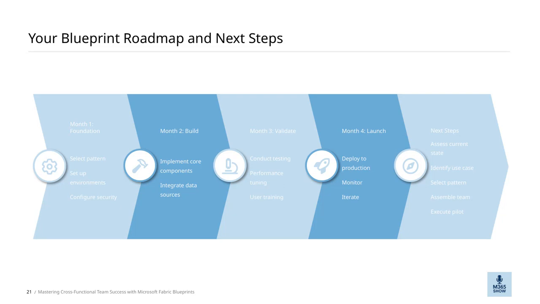Now let's look at the final slide, the blueprint roadmap and next steps. This is where we tie everything together and outline the path forward. First, we start by assessing the current state of your organization. Understanding where you stand today is crucial before making any moves. Next, you'll identify your specific use case. A clear focus helps guide the entire process. Then, you'll select the appropriate pattern that best fits your needs, setting a solid foundation for success.